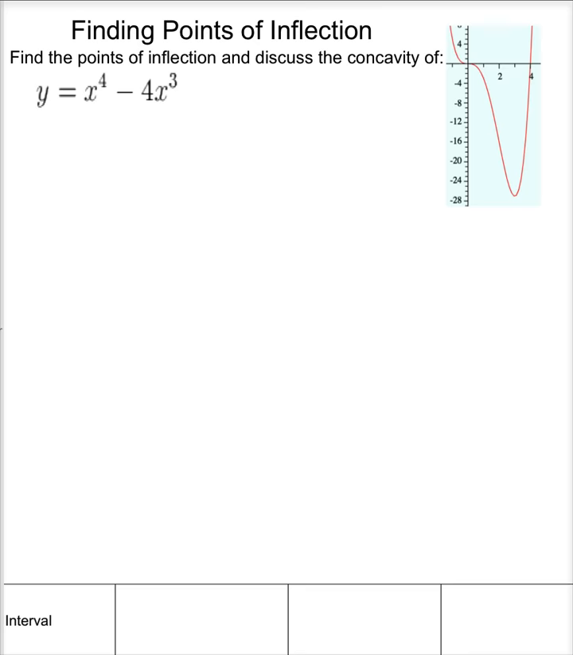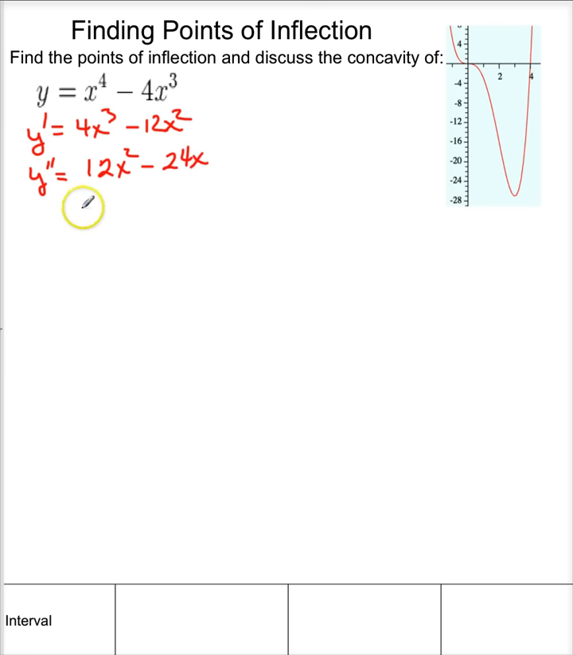Let's look at an example. Let's find the inflection points of y equals x to the fourth minus 4x cubed. Now the first thing you need to do, of course, is take the second derivative, which means you have to take the first derivative. Y prime is 4x cubed minus 12x squared. Next thing you need to do is find the second derivative. Y double prime is 12x squared minus 24x.